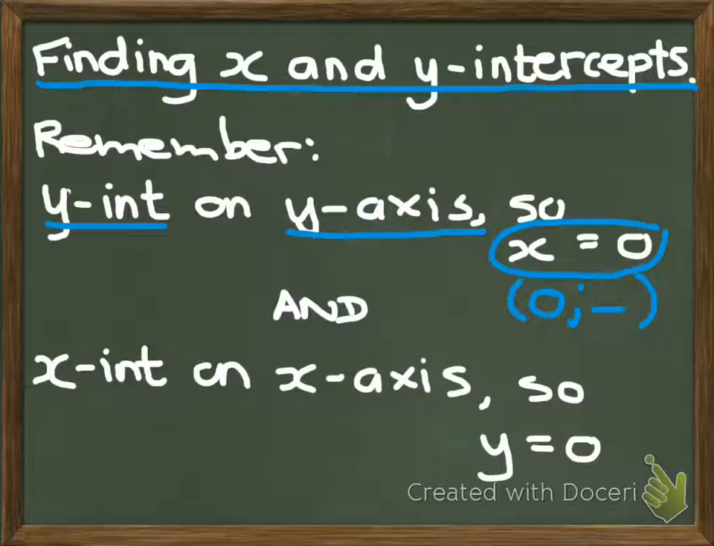Similarly, if you're looking for the x-intercept, it is where your graph cuts the x-axis. So it's a point on the x-axis, and every point on the x-axis has the y-coordinate of 0. So those points will always be (something, 0). So to find them, we're going to substitute y equals 0 into the equation and solve.